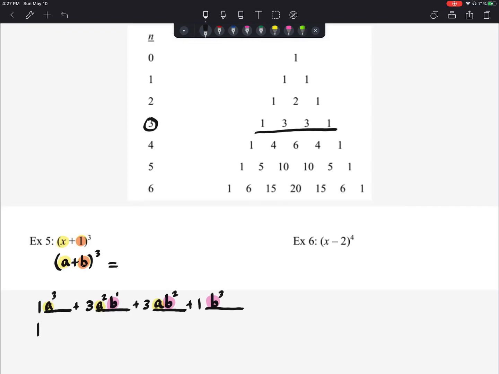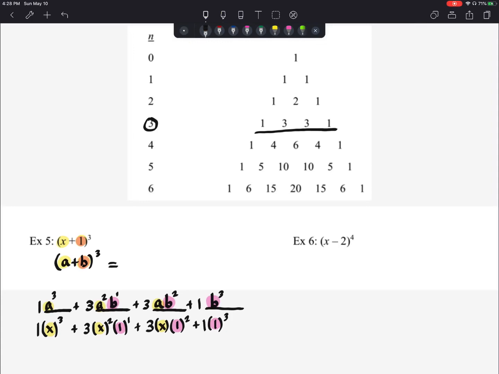So I still have my coefficient of 1. Now it's really important that you're putting parentheses around different parts here, especially when there's numbers that are going to be put in. But we have 1 times x to the third plus 3 times x to the second times b, which is going to be 1 to the first plus 3 times just an x times a 1 squared plus a 1 times our b is 1 to the third. You can just see here, everywhere where I had the b, I now have a 1 in its place, and everywhere where I had the a, I now have the x in its place.